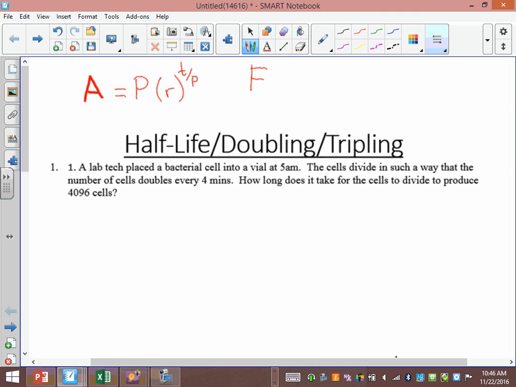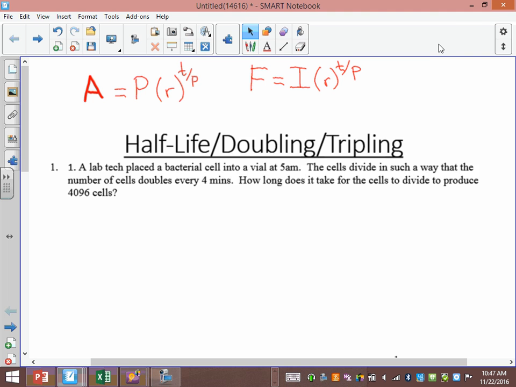F equals I R to the T over P. Every single formula we're going to use, F and I will be there. So no matter what formula we're using for exponentials, no matter what word problem we get, it will be F equals I. The last part moves and changes a little bit, but the rest will be F equals I. So I always label them F and I.